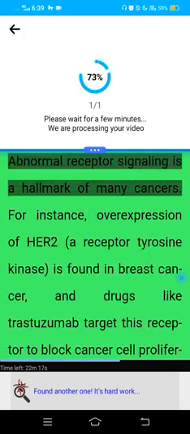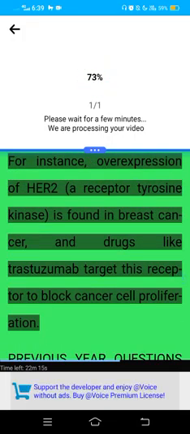Cancer. Abnormal receptor signaling is a hallmark of many cancers. For instance, overexpression of HER2, a receptor tyrosine kinase, is found in breast cancer, and drugs like trastuzumab target this receptor to block cancer cell proliferation.